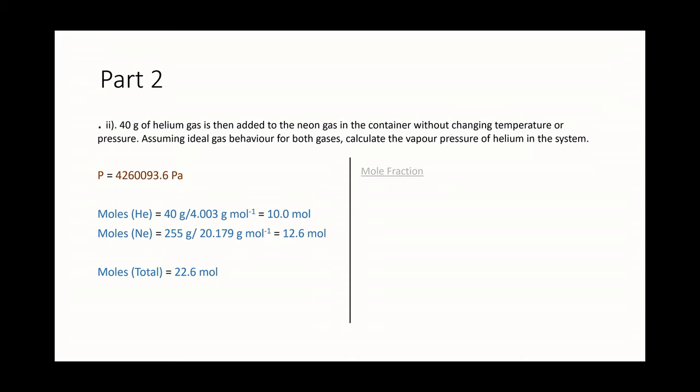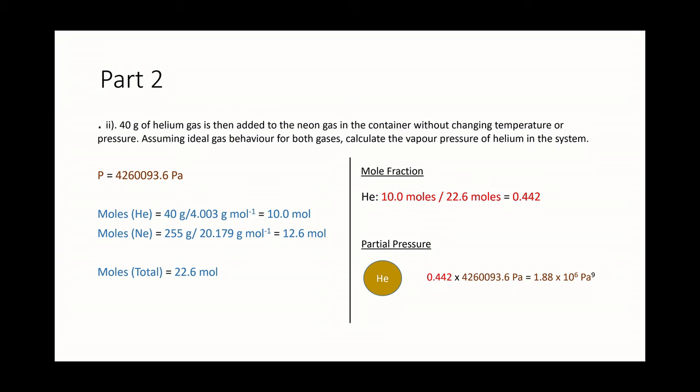So we can now start to move on to working out the mole fraction of helium gas. This is simply a case of working out how much of the system is dominated by a certain gas. So in terms of helium, we can say that the mole fraction of helium is going to be its 10 moles divided by the total of 22.6 moles to give a mole fraction of 0.442 in this system. So now we can work out the partial pressure of the helium gas, which is simply multiplying the mole fraction by the total pressure in the system to give us a partial pressure of helium gas to be around 1.9 million pascals. What this ultimately tells us is that 1.9 million pascals of this pressure is actually accounted for by the helium gas, and the rest is accounted for by the neon gas.